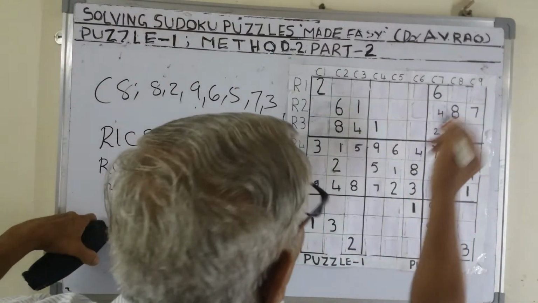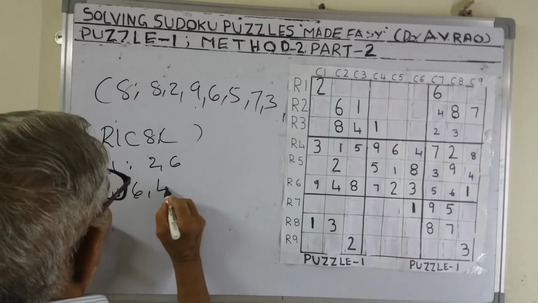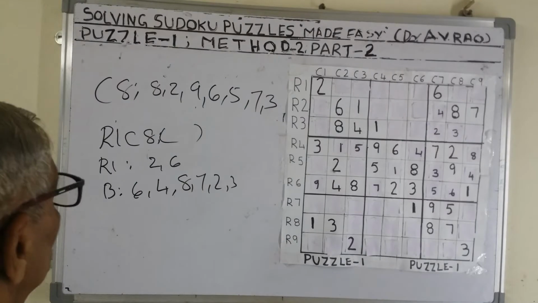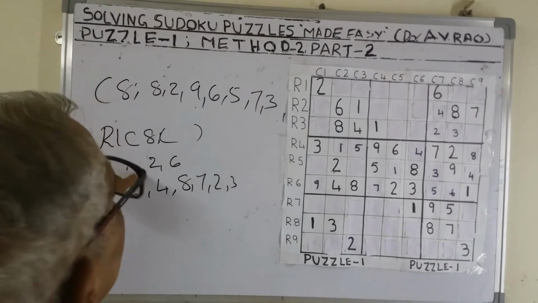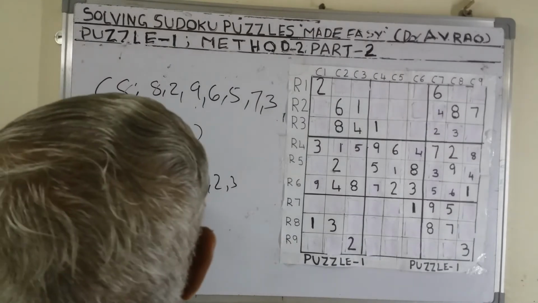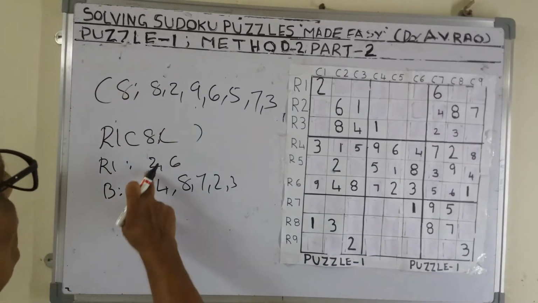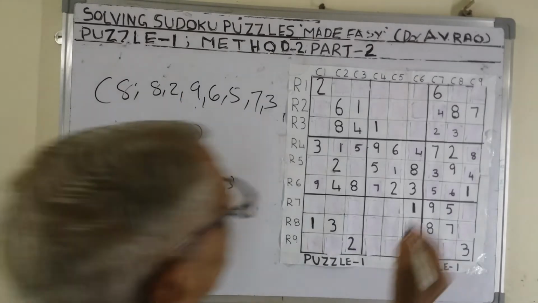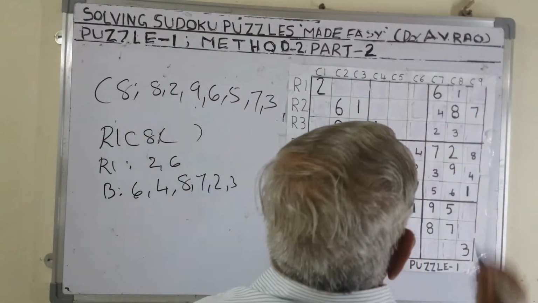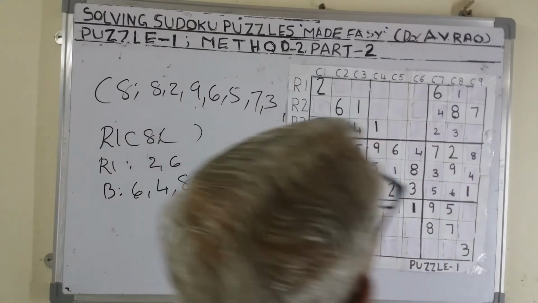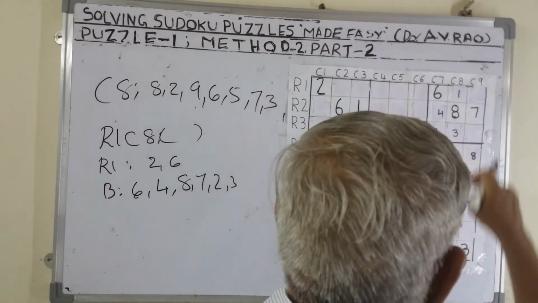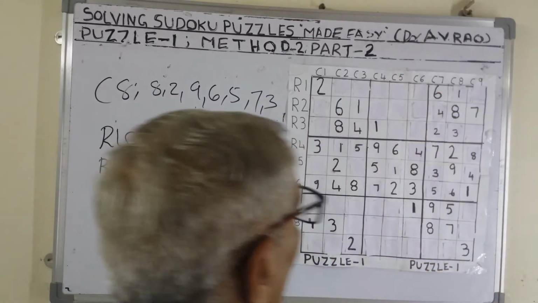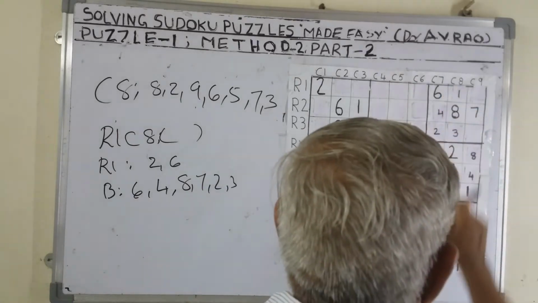Box: 6, 4, 8, 7, 2 and 3. So let us see what the missing number is. It started with 2, 3, 4, 5, 6, 7, 8, 9. So 1 is the missing number. Let us fill 1 here. Friends, now let us see: column C7 and column C8 are almost complete, except one cell, everything is filled up. So let us come to column C7.